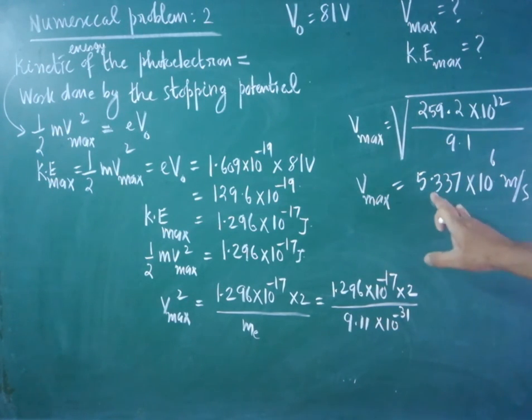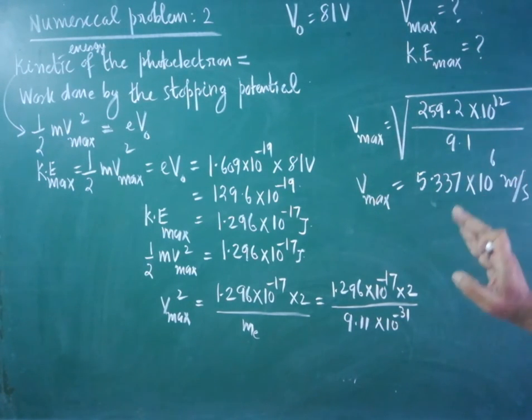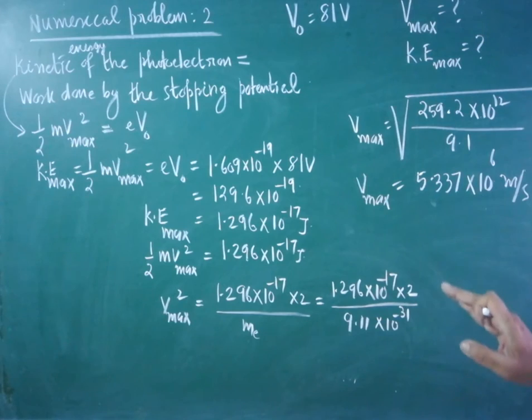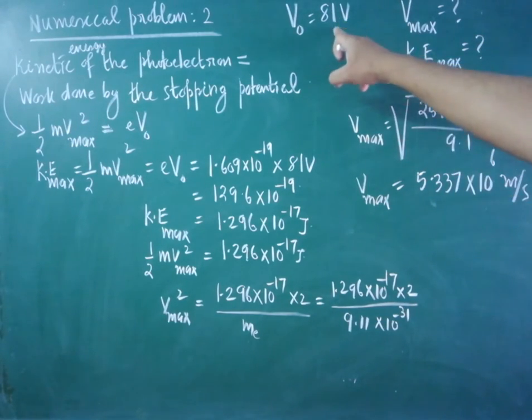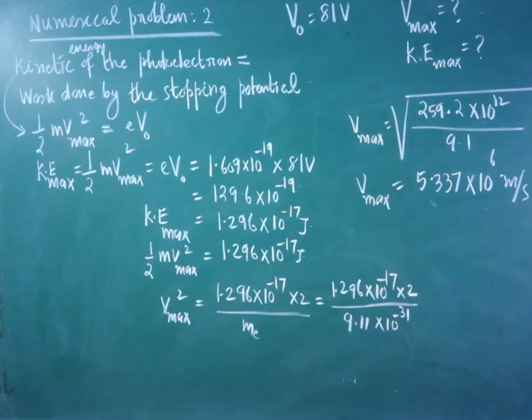This much velocity that photoelectron possesses, that photoelectron with this kinetic energy and velocity, could be stopped with the help of the potential difference of 81 volt. So this is the first answer, this is the second answer. Both of them must be found out. Very simple problem. The only thing is, while taking the square root, you have to use the log book. In examination the calculator won't be allowed, so you have to know how to calculate this particular square root calculation.